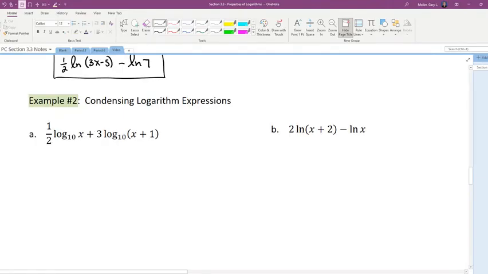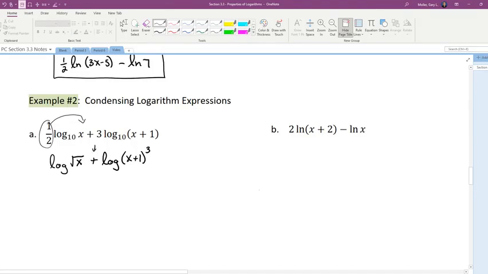So this term, I have a power out front. So rule 3 tells me I can rewrite that to be log base 10. You know what? Let's just call that log of x to the 1/2 power, which is the square root of x. Plus, that 3 can use the same rule, and it can be x plus 1, the whole quantity cubed.